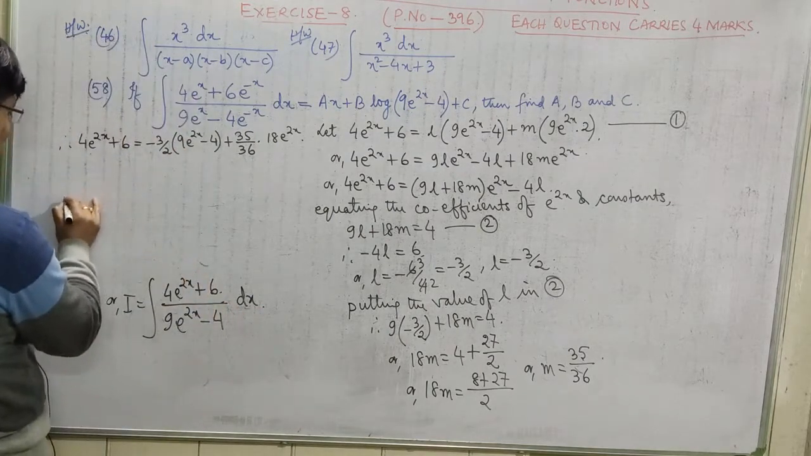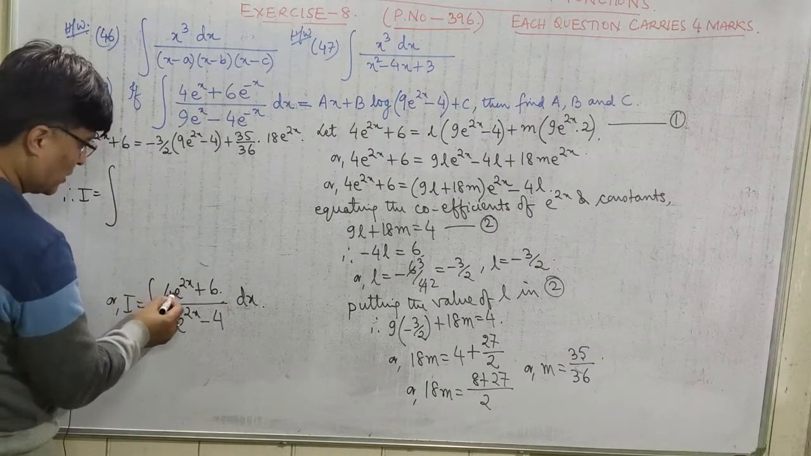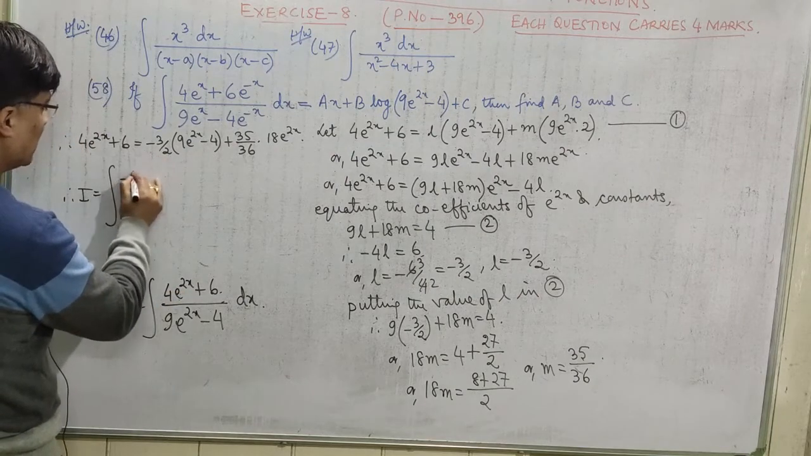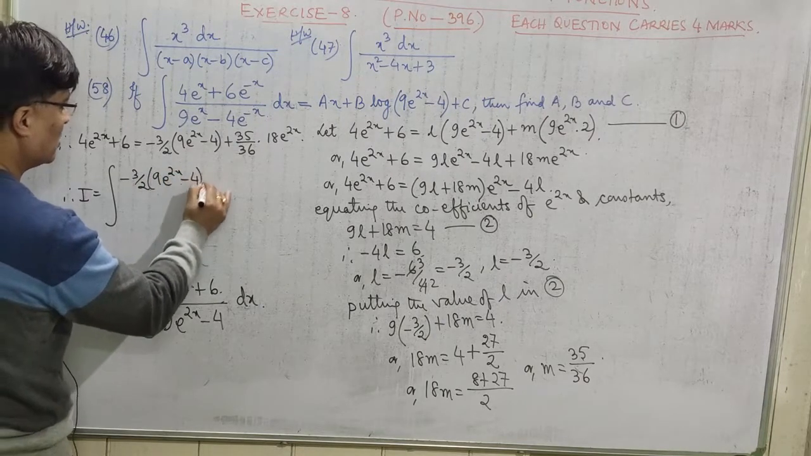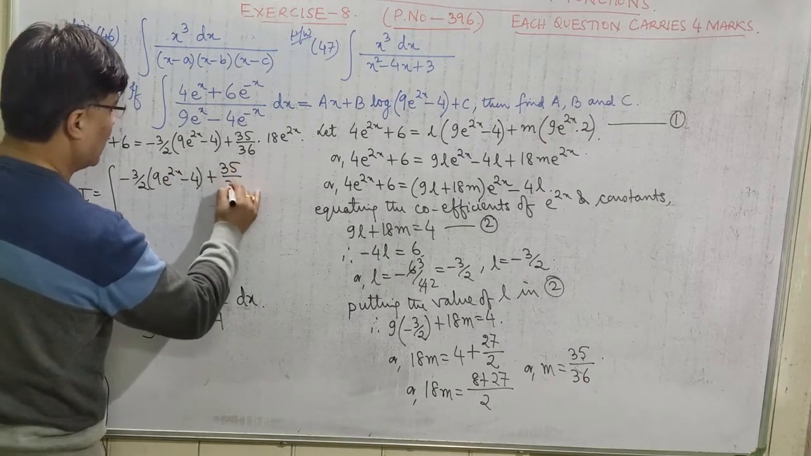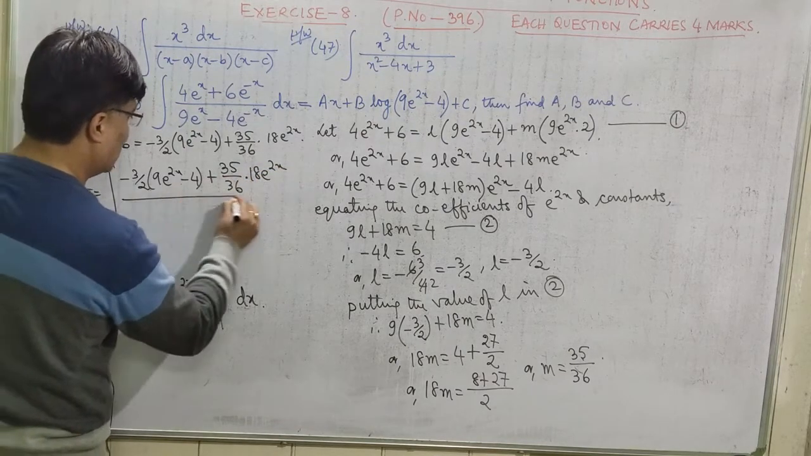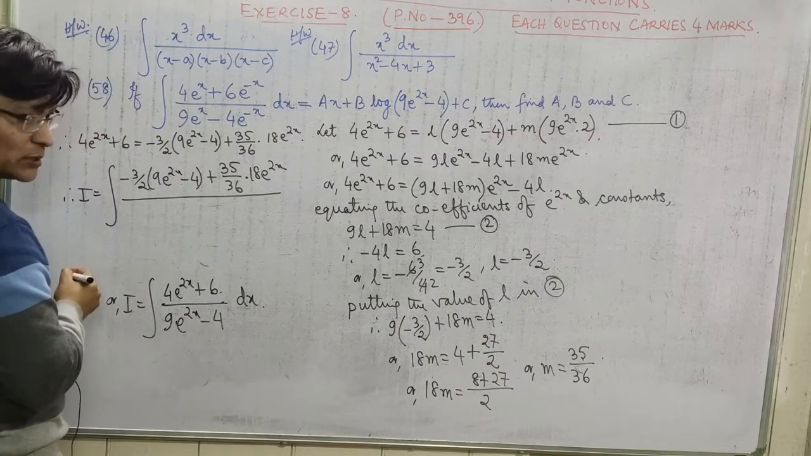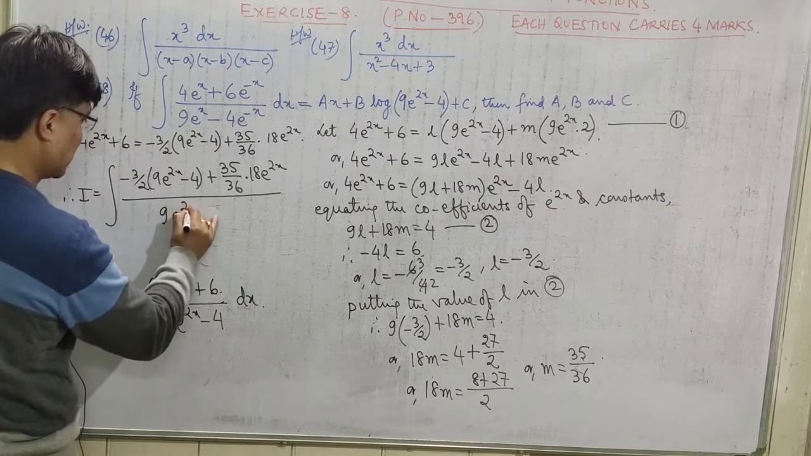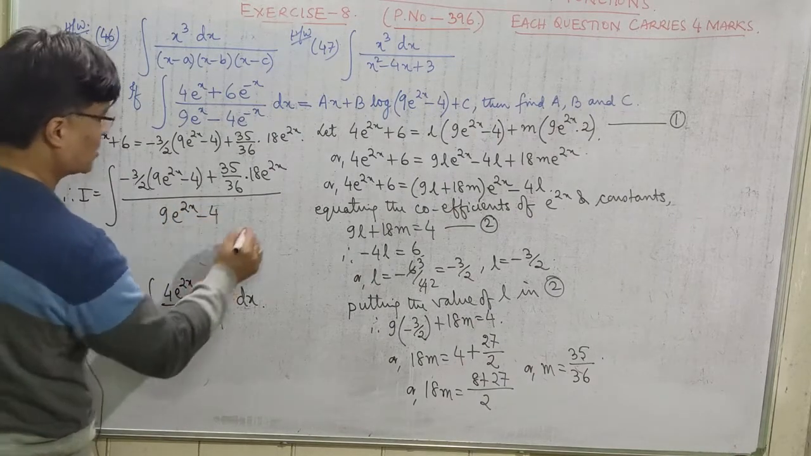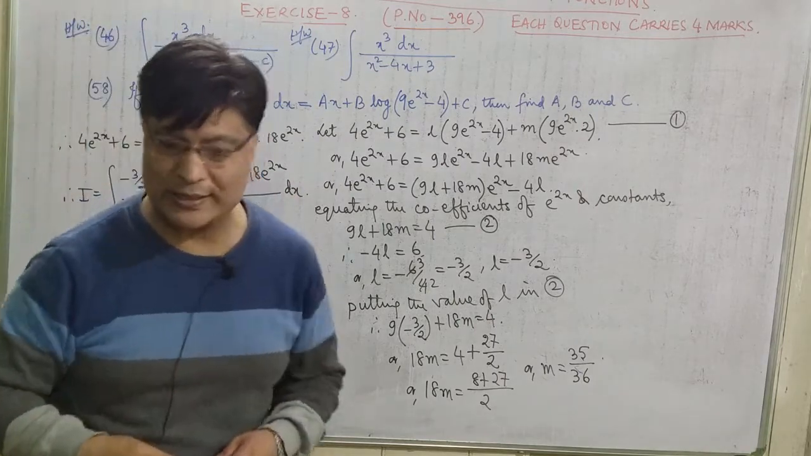So let us put this value of numerator out here. Therefore I is equal to the integration of, instead of 4 e to the power 2x plus 6, let us put minus 3 by 2 into 9 e to the power 2x minus 4, plus 35 by 36 into 18 e to the power 2x, whole divided by, what? Whole divided by this denominator, which is kept as it is, 9 e to the power 2x minus 4. Then what should you write? dx. I hope you have understood it.